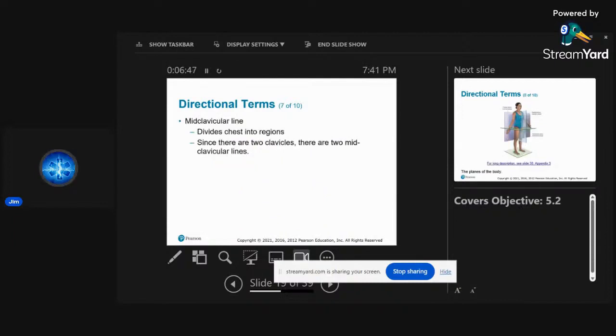Mid-clavicle line divides the chest into regions. It's right in the center of the clavicle bone. Since there are two clavicles, there are two mid-clavicle lines. You've got a right and left mid-clavicle line.